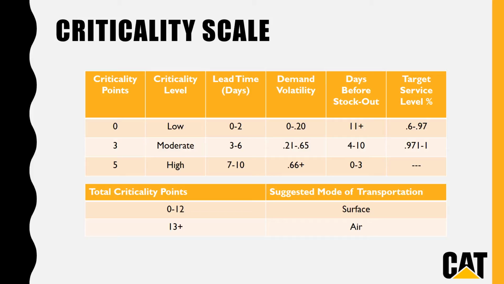For the total criticality points, we determined 0 through 12 should suggest surface mode transportation because 12 and below is moderate in all 4 categories or yields low criticality. Therefore, surface transportation is appropriate. We chose 13 and up for air transportation because that accounts for 3 of the 4 metrics having moderately high or high criticality. This ensures emergency orders can be covered in the model, so air transportation is necessary in that case. Next, we are going to explain how the model works.